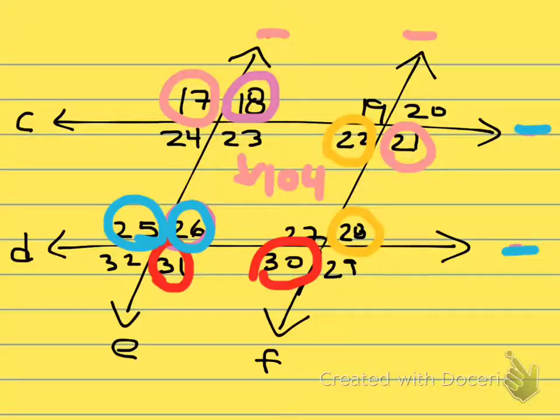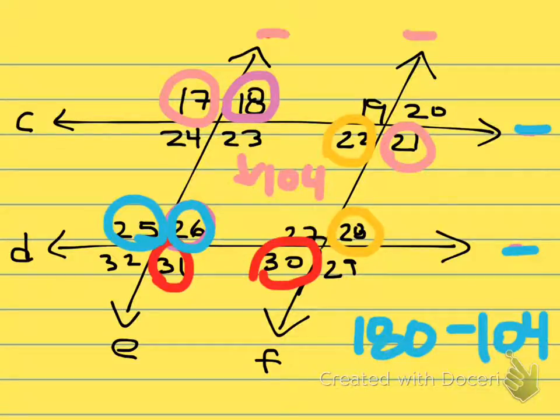Now if we go back, we could find 26 by just thinking that 104 we would need to subtract from 180, since 25 and 26 are, oh, excuse me, 25 and 26 are supplementary. So we have 76. So 76 could be our answer, or we could go back and we know that 23 and 26 are consecutive interior angles, and those are also supplementary. So we would again be subtracting 180 minus 104. So both ways we would be able to get 76.